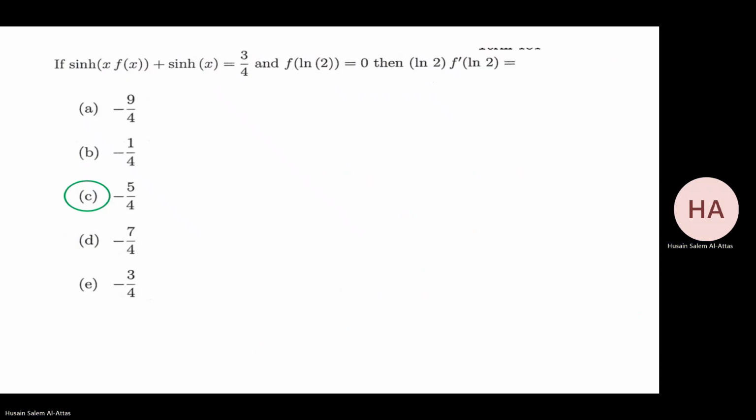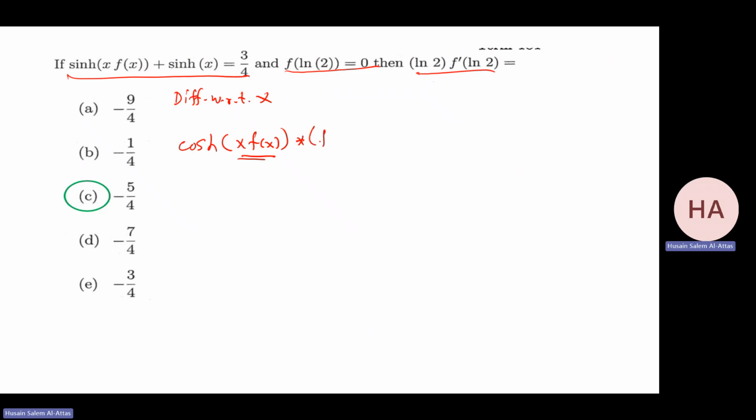Sine hyperbolic of this is equal to 3 over 4, and I have this information for a specific function f. I want this. So I'll differentiate with respect to x. This is implicit differentiation. Sine hyperbolic of this, that will be cosine hyperbolic of this times the derivative of the product, by the product rule. I have f of x plus x f prime of x, plus cosine hyperbolic of x equals 0. I will let x equal ln 2.